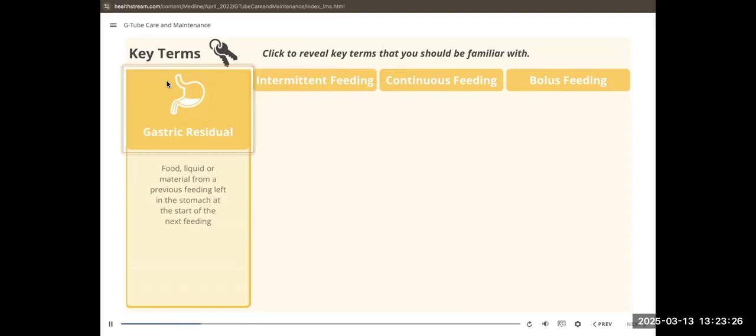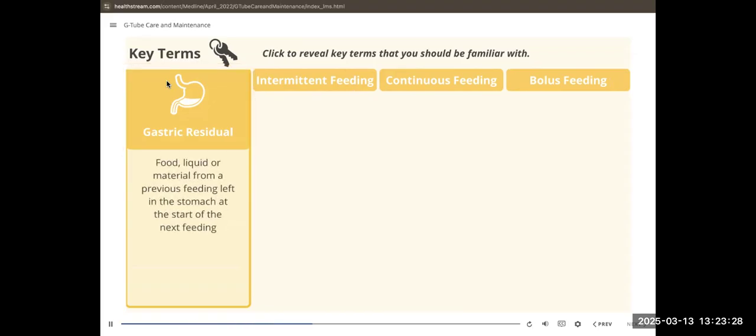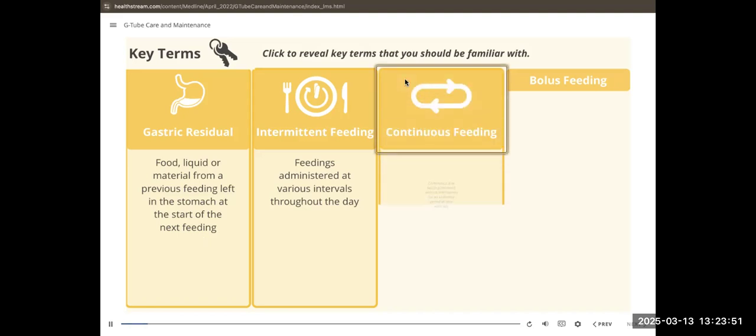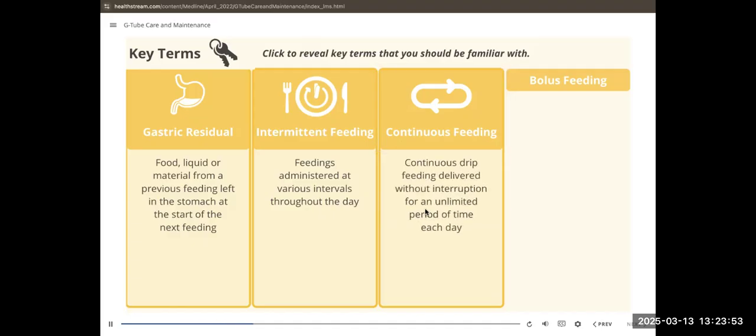Gastric residual is food, liquid, or material from a previous feeding left in the stomach at the start of the next feeding. Intermittent feedings are feedings administered at various intervals throughout the day. Continuous feeding is a continuous drip feeding, which may be delivered without interruption for an unlimited period of time each day.